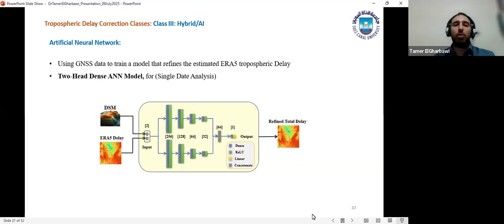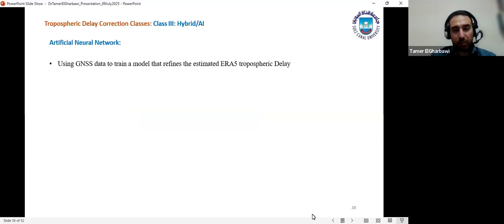So here is a model we processed with my team. This is a 2-head dense model. This is just working on a single pixel. So it just uses the elevation and the estimated delay from ERA5, using this 2-head dense ANN model to get the refined total delay. In this case, we use the GNSS or GDS observations in Japan in order to train this kind of model.